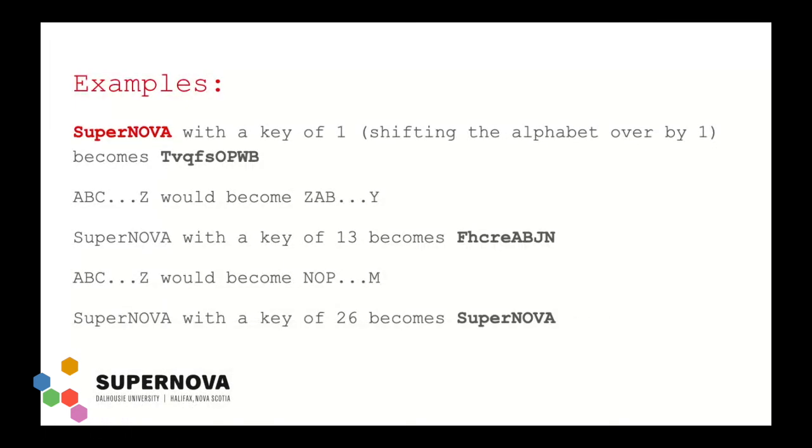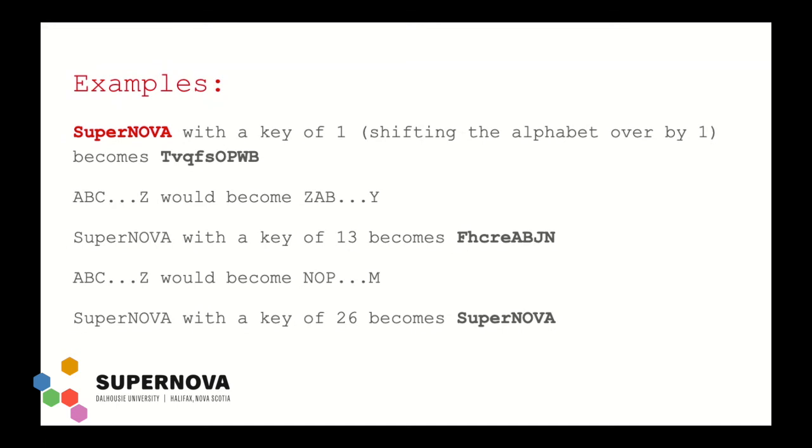Yes, okay, a couple of you figured out your names. But so here's an example. Supernova, where I work, with a key of 1, which is just shifting the alphabet over by one letter, becomes T, V, Q, F, S, O, P, and so on. So ABC would become ZAB.